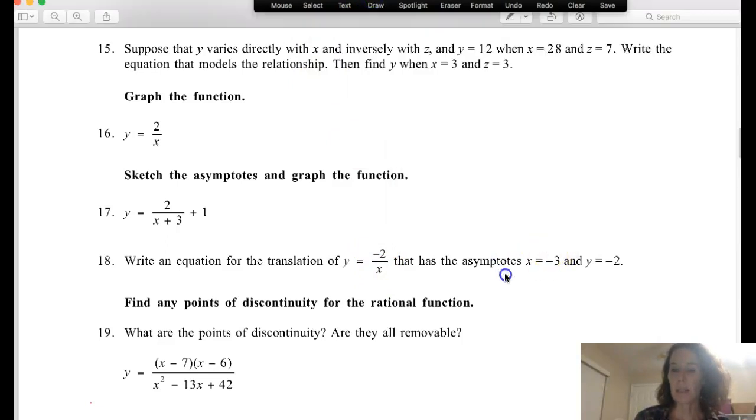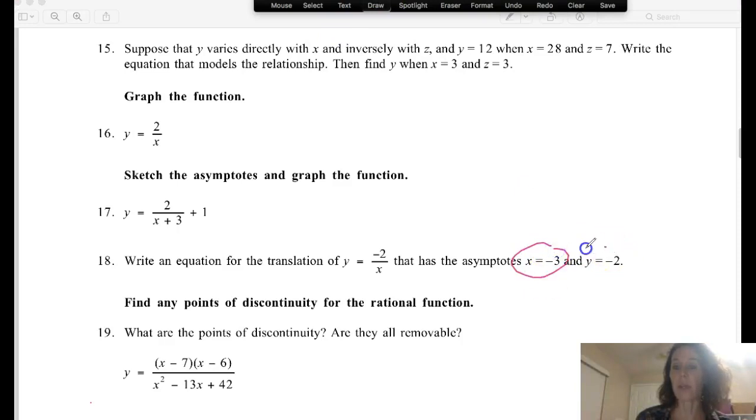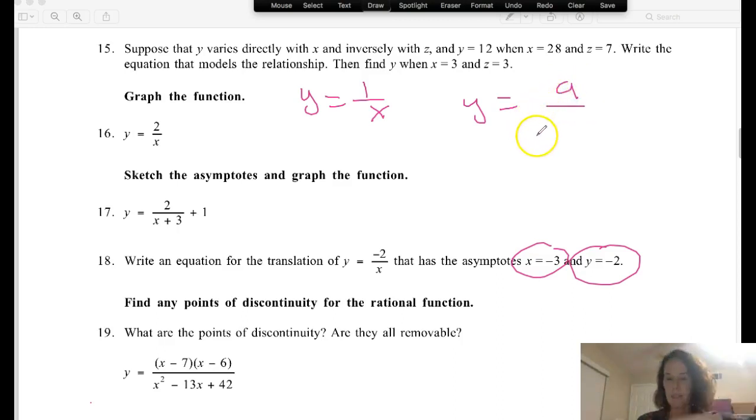then it has these as asymptotes. Okay, x equals -3 and y equals -2. Now remember, our parent function is y equals 1 over x. Okay, this is a translation. When we have an a value here, it stretches or shrinks. If it's negative, it's going to flip over the x-axis.